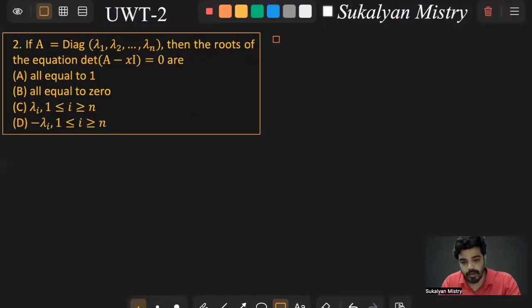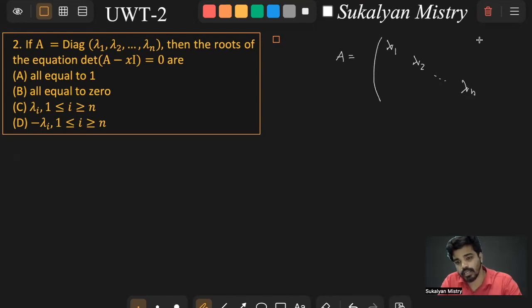So next example, what is given? Here it is given that A is a diagonal matrix. দেখো আমি কি বলেছি, A is equal to diagonal of lambda 1, lambda 2, lambda 3, lambda n. That means here the matrix A is given in the form lambda 1, lambda 2 up to lambda n. All other elements are 0. So this is a diagonal matrix.